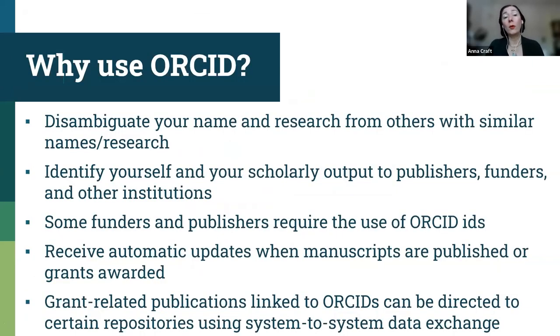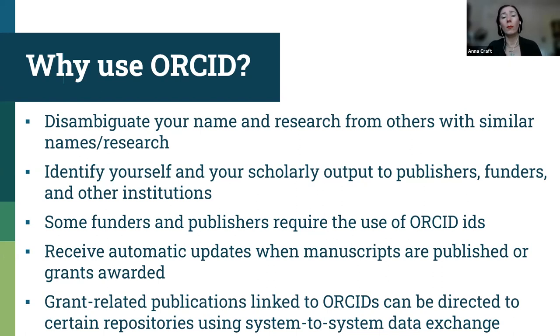So why would you use this? This can help disambiguate your name and your research from others who may have similar names and similar research. It can authoritatively identify you and your scholarly work to publishers, funders, and others. And some funders and publishers actually require that you have one of these. When you use an ORCID, it can help provide automatic updates on your profile when manuscripts are published or grants are awarded. And I don't have direct experience with this, but for some grant-related publications, if it's linked to your ORCID, it actually can be automatically deposited, I think, in systems like PubMed.